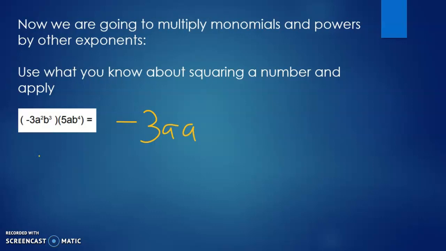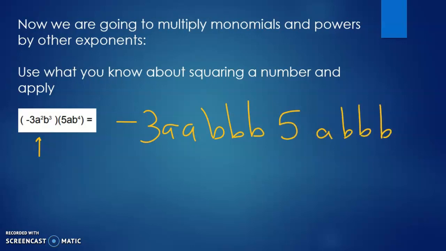3a, because of the squared number right there, the 2 above the a, it says write the a twice. And then you have b, b, b. And then you have a 5 and an a, and 1, 2, 3, 4 b's. When you look at this, you are going to take care of the sign, the number, and the letters. If you do that each time, you will be more successful.